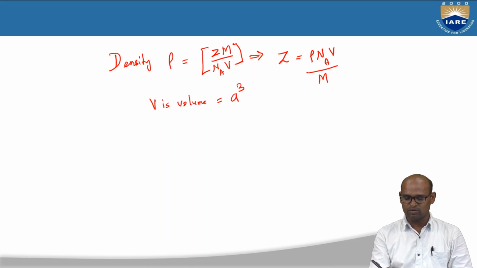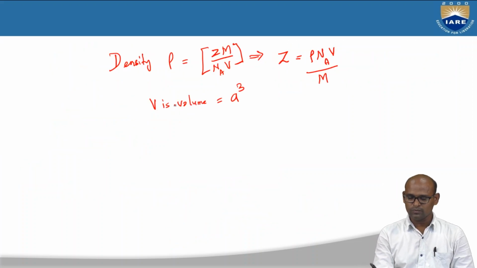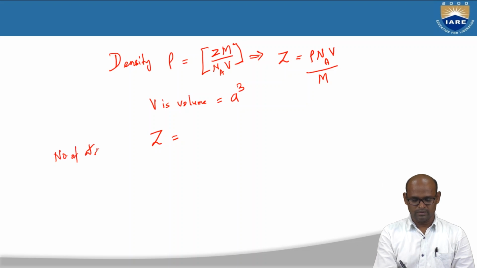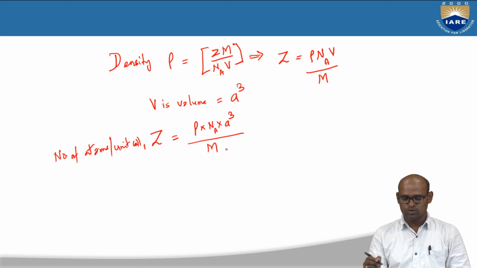Na is Avogadro number and M is molecular weight. So, we want Z. Z is equal to rho into Na into V by M. We are writing volume in terms of lattice constant. Number of atoms per unit cell is Z, that is rho into Avogadro number into volume A cube divided by M. By substituting all the values of density, Avogadro number, lattice parameter A and molecular weight, we are going to get the answer.